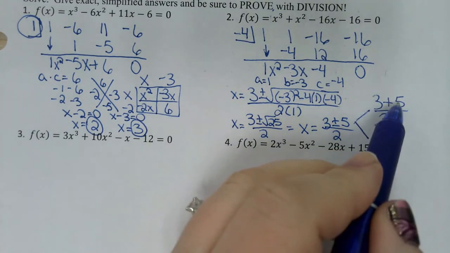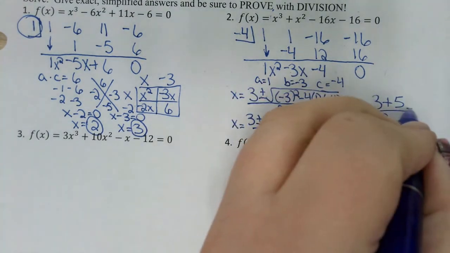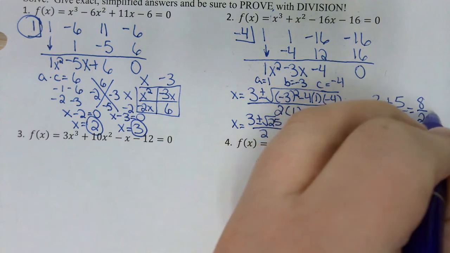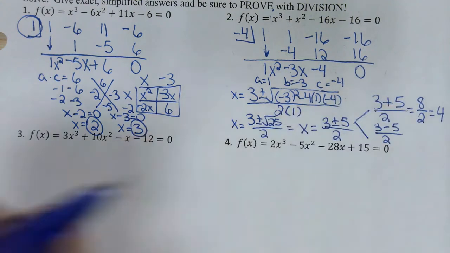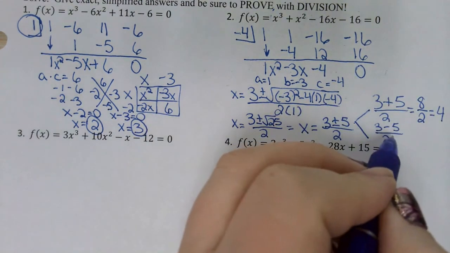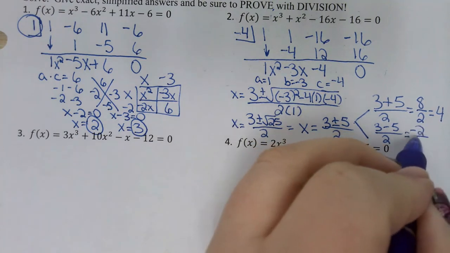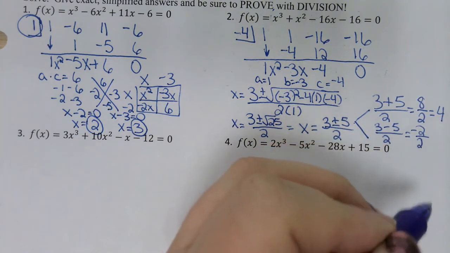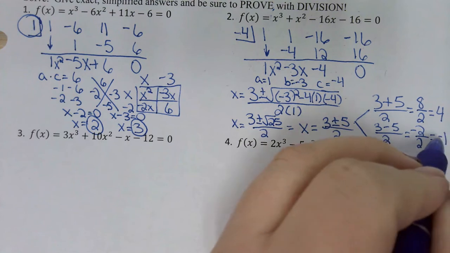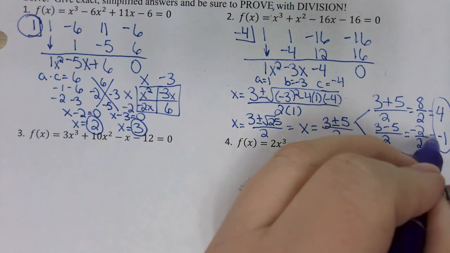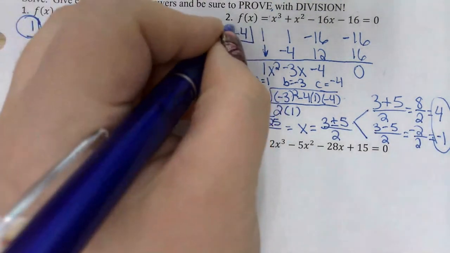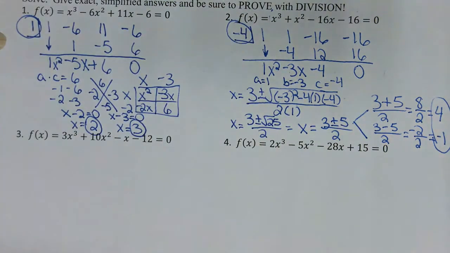3 plus 5 is 8. 8 over 2 is 4. 3 minus 5 is negative 2. Negative 2 over 2 is negative 1. So there's two of my answers, and here is the third.